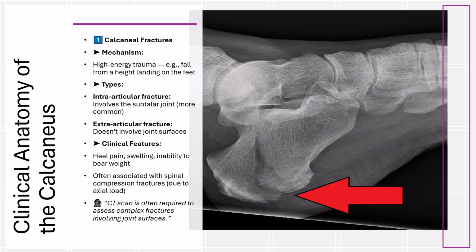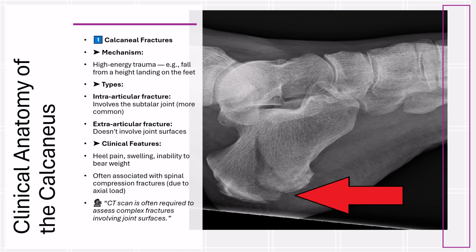Now we will talk about the clinical anatomy of the calcaneus. The calcaneus is prone to various clinical conditions, especially due to its role in weight bearing and shock absorption. Understanding its clinical relevance helps correlate anatomical knowledge with diagnostic and treatment approaches.